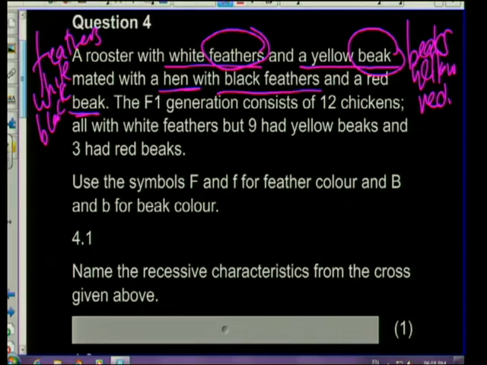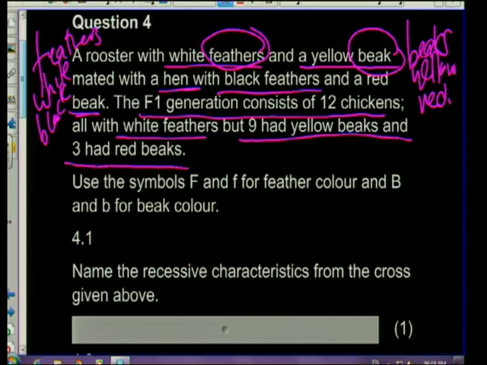The F1 generation consists of 12 chickens, all with white feathers, but 9 had yellow beaks and 3 had red beaks. Use the symbols F and small f for feather color and B and small b for beak color. Now this is a dihybrid cross, so it's complicated. Remember, first master the monohybrid crosses before you come here.